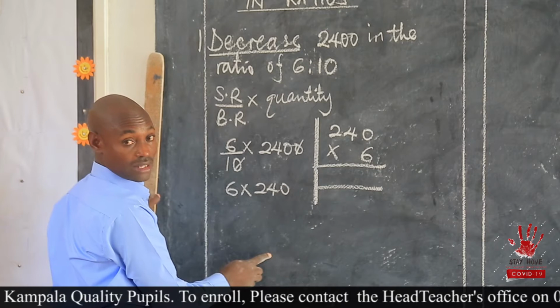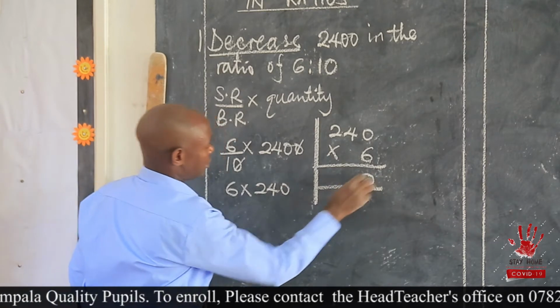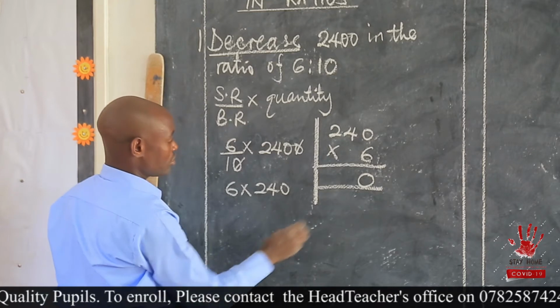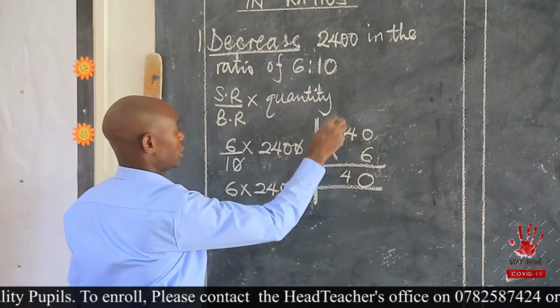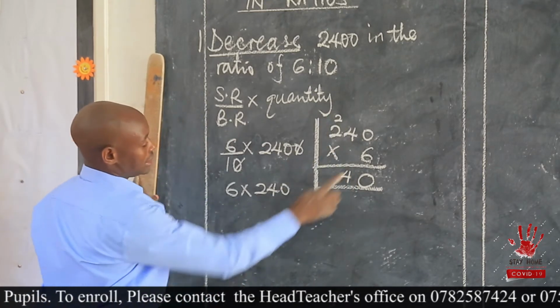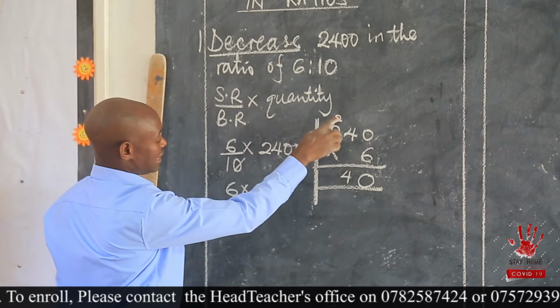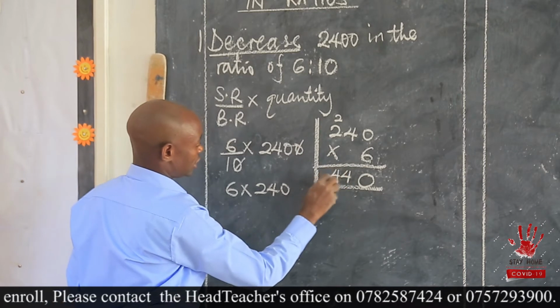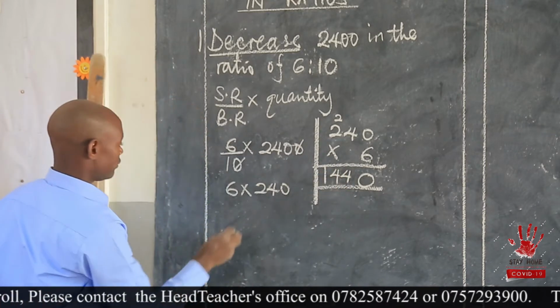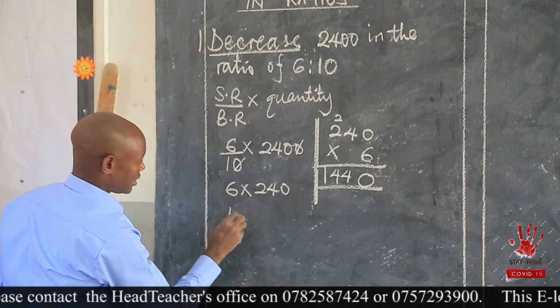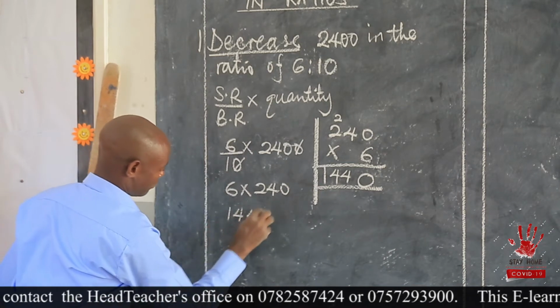Okay? Then we go. 6 times 0, what do we get? Any number times 0, what do we get? We get a 0. 6 times 4, what do we get? 24. What do we write? We write a 4, then we take a 2. 6 times 2, what do we get? 12. 12 plus this 2, we get 14. So we shall have our answer as 1,440.